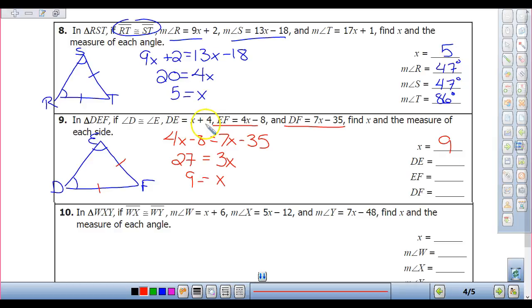They want D. 9 plus 4 is 13. Next one, 4 times 9 is 36 minus 8, 28. 7 times 9 is 63 minus 35, 28.